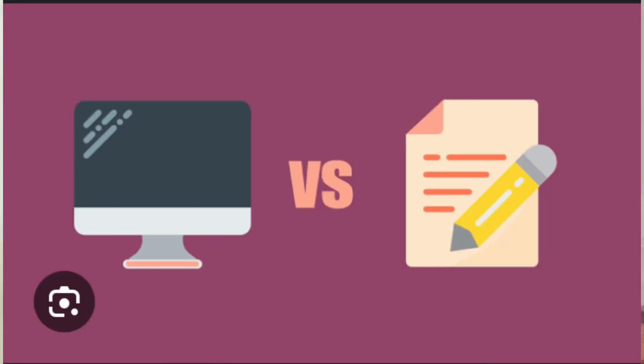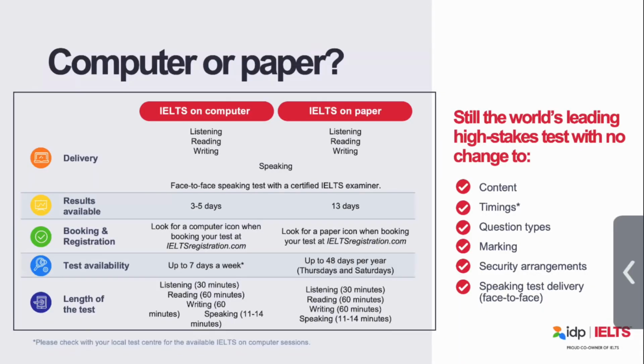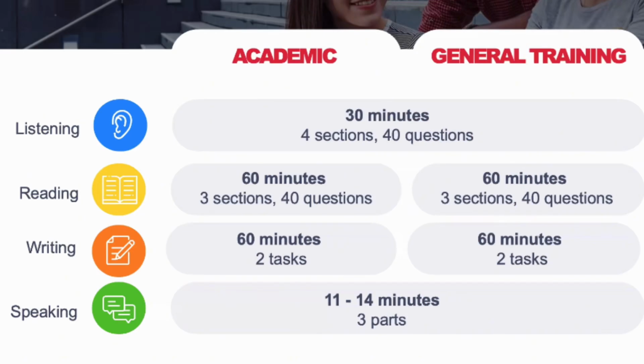Apart from UK, whether you are giving academic or general training, you have two options. You can do it computer based or paper based. There are some differences. For academic and general, the speaking and listening modules are the same, but reading and writing is a little bit different for both academic and general. We will talk about it in detail.